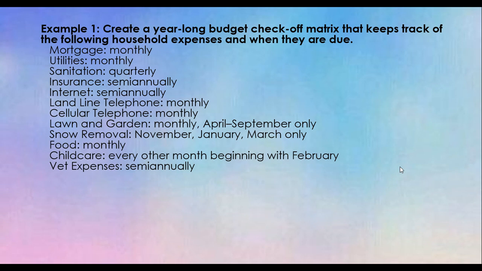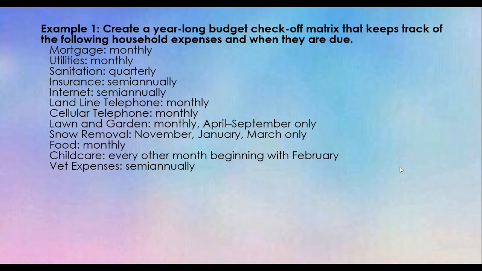Insurance, you re-up twice a year. You have a 6-month insurance cost on your home. Internet, you pay that semi-annually as well. Landline telephone, pretend you're getting a bundle and that's the cheapest way to go. You get that monthly, and your landline is tied with your cellular, so you pay that monthly as well. Lawn and garden, say you have a gardener, you pay for that monthly, but only during springy, summery, not so much in fall and winter. So April through September only.